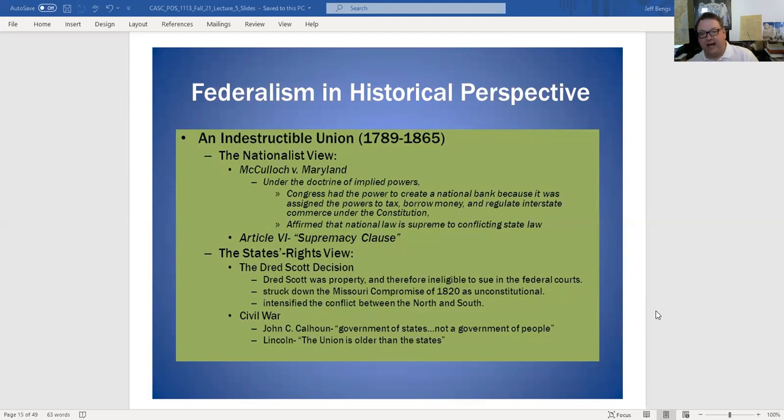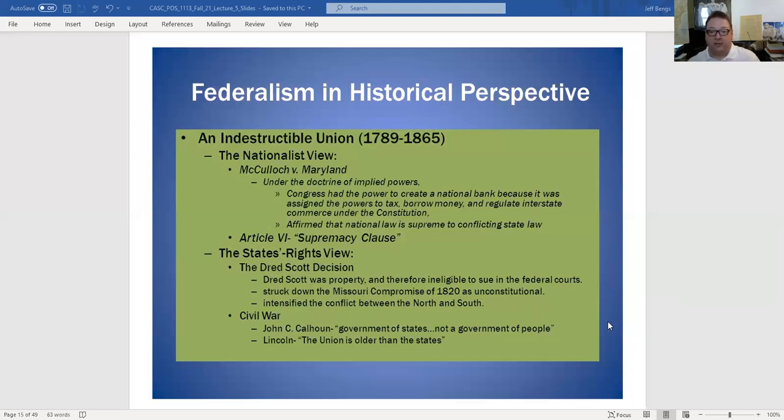When his master died, Dred Scott applied for citizenship. I think it was in New York, since his master had died. He was basing this upon a piece of legislation called the Missouri Compromise of 1820.